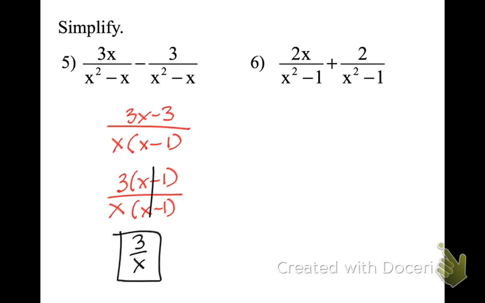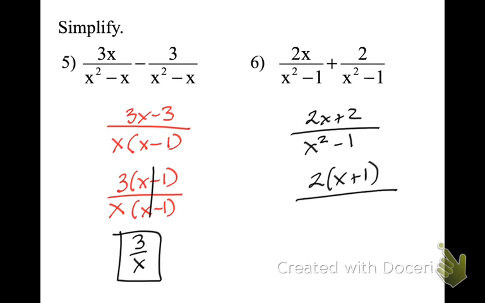Okay? Next one, I'm going to have a 2x plus 2 all over x squared minus 1. So I can factor a 2 out. I'm left with x plus 1. I'm going to factor this to an x plus 1 times x minus 1. And when we cross cancel, we're left with 2 over x minus 1.